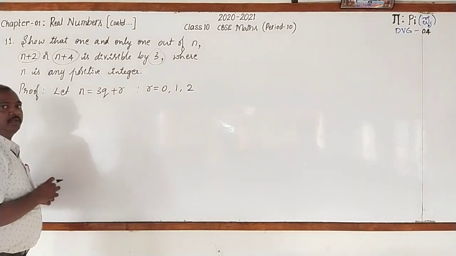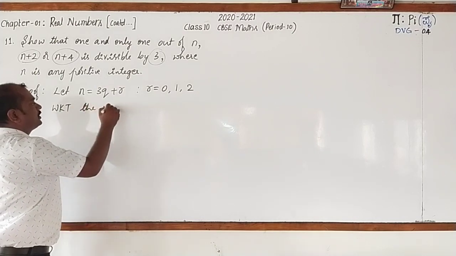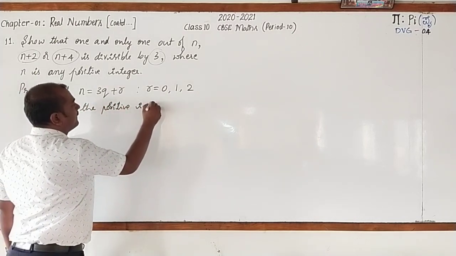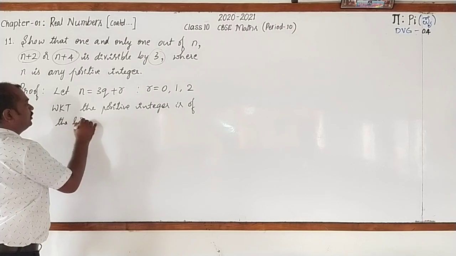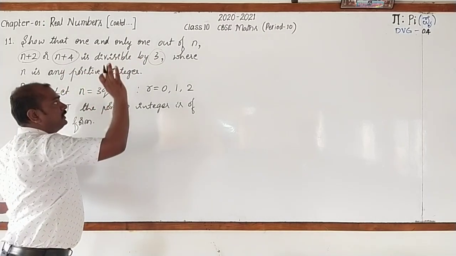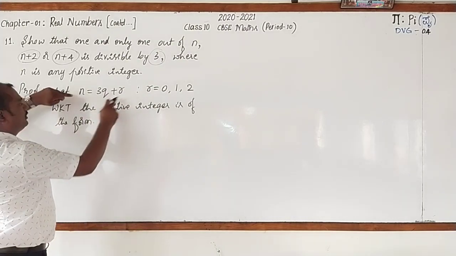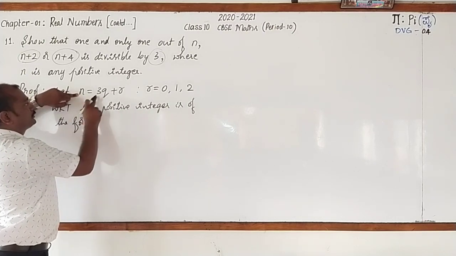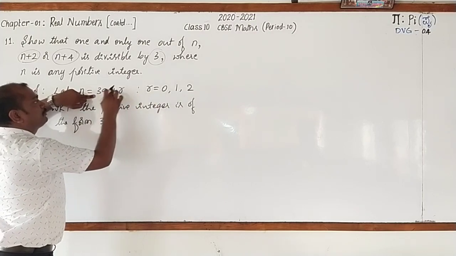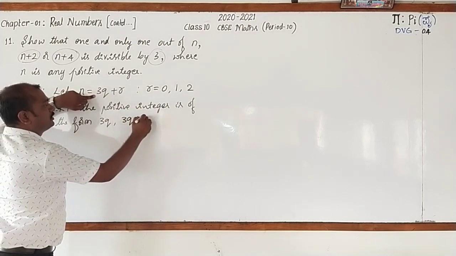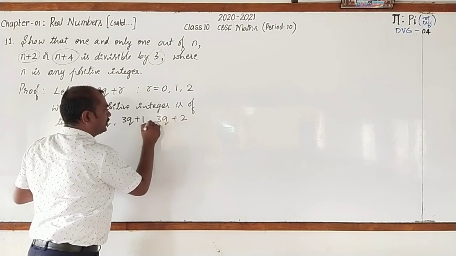Then, how do you write the positive integer? We know that the positive integer is of the form. Could you tell how? Here it is given that it is divisible by 3. As I said, some are divisible by 3, some are not. In general, we can write the positive integer is of the form: if you take 0 in place of r, it will be 3q. 1 in place of r, it will be 3q plus 1. 2 in place of r, then 3q plus 2, right?